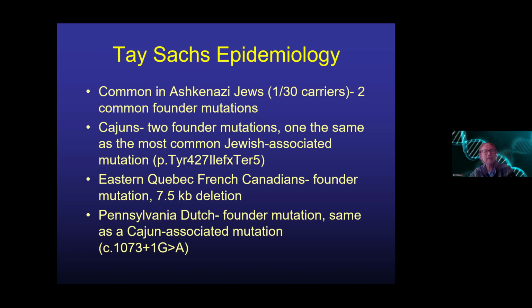There are two common founder mutations. In the Cajuns, they have two founder mutations. One is the same as the common Jewish-associated mutation, which is a frameshift termination. There's an Eastern Quebec French-Canadian mutation that's a deletion, and the Pennsylvania Dutch have a founder mutation as well that's the same as the Cajun-associated one.